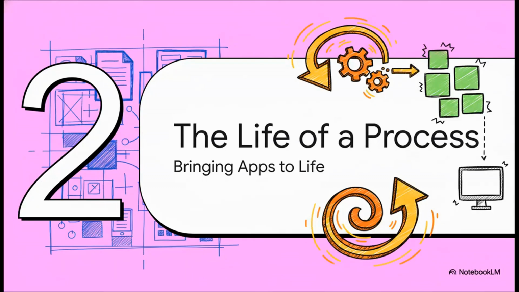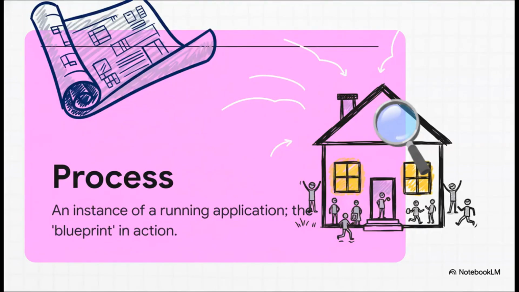Okay, so we've clicked on the blueprint, now what? How does this static file turn into a dynamic, running program that you can actually use? Let's dive in. And this is where we meet something called the process. A process is the application in action. So if the executable file was the blueprint, the process is the finished house, right? The lights are on, people are moving around inside. It's the application fully brought to life.